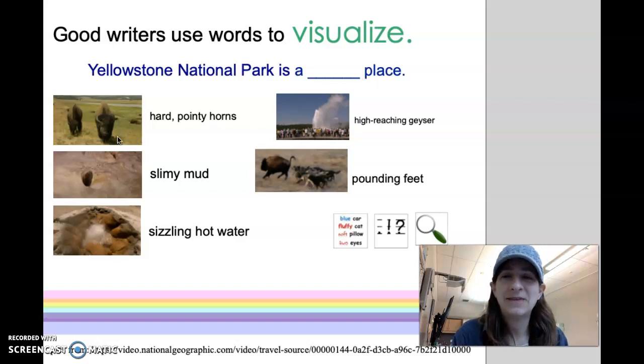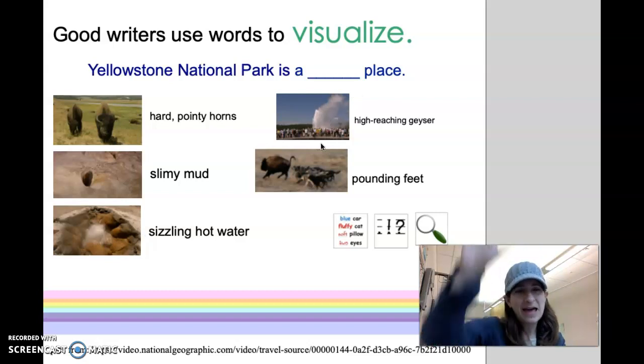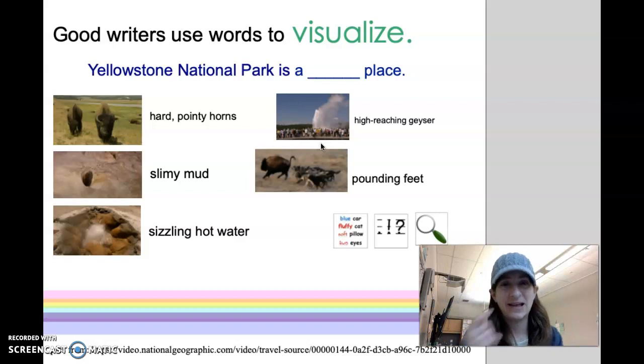So I have some pictures, courtesy of this website from National Geographic at the bottom from that video. And I could say that these animals, the buffalo, have hard, pointy ears. How it feels. How about this mud? Oh, it feels kind of slimy, right? This water, sizzling hot water. And again, that would be feel and how it sounds, the sizzling part. This geyser here, I could say it's high-reaching. That's what it looks like.